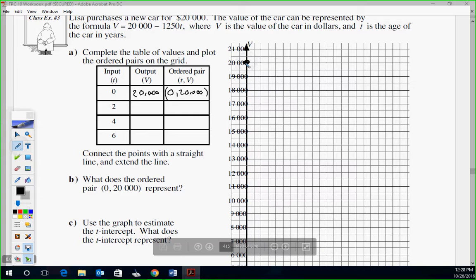All right. Next one, put a 2 in. So what's the output? Well, 1250 times 2 is 2,500. So it's going to be 17,500. So we get 17,500 for a point. Are these ones down here, guys? Can you see it? Are they going by ones? They're going by 1. Okay. Never mind. All right, it's good. So right here's the second point.